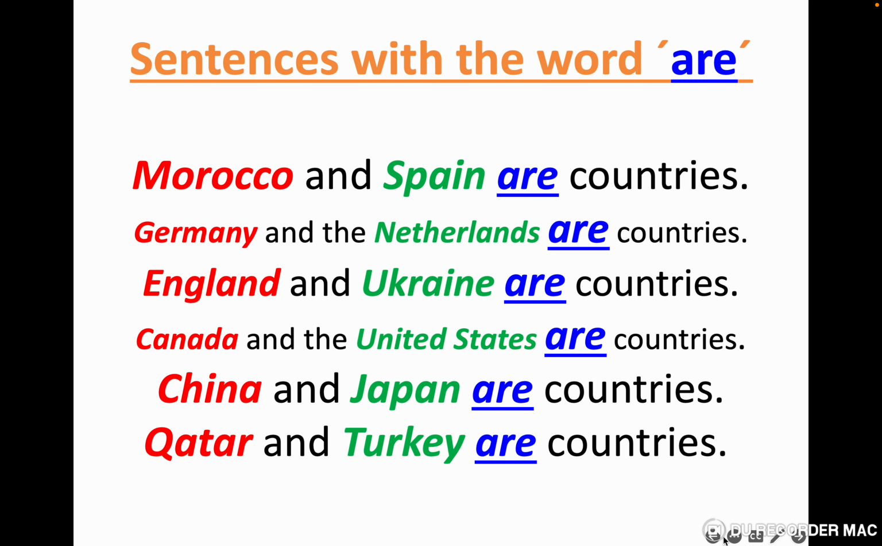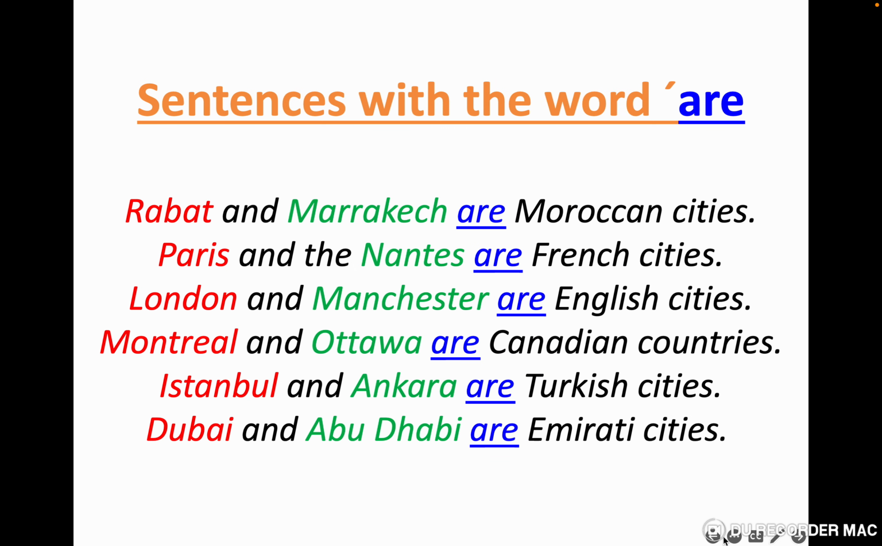Let's go to the next slide. Rabat and Marrakesh are Moroccan cities. Paris and Nantes, so without the, and Nantes, I think it's with the Nantes, or I don't know. So, but, and Nantes, without the, are French cities.